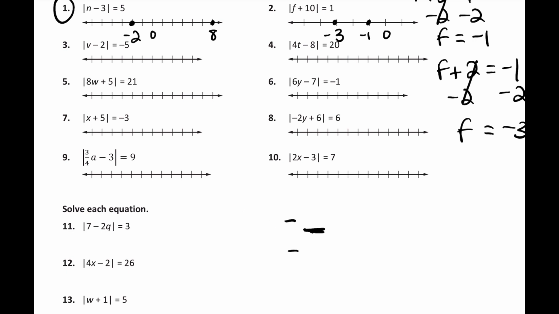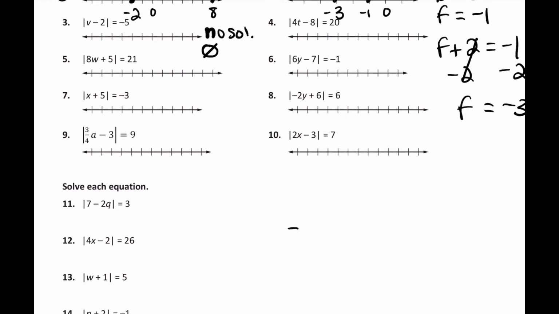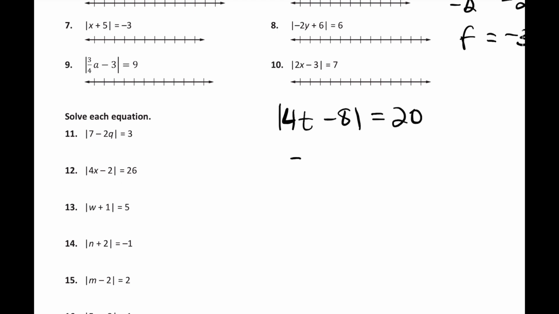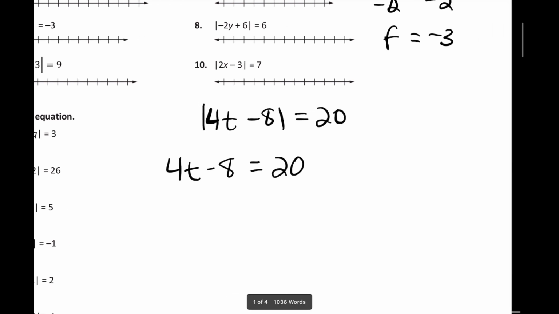So I know for number 3, there's no solution. So you can write no solution. You can use this symbol. I'm fine with either. So now for number 4, it says the absolute value of 4t minus 8 is equal to 20. So we've got to think about what two numbers can have an absolute value of 20. It would be positive 20 and negative 20. So first let's solve for when it is positive 20, and then for when it is negative 20.